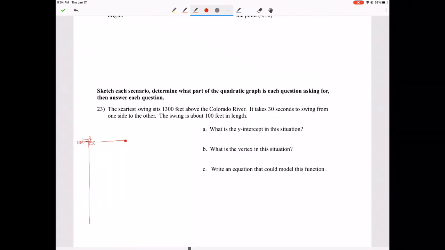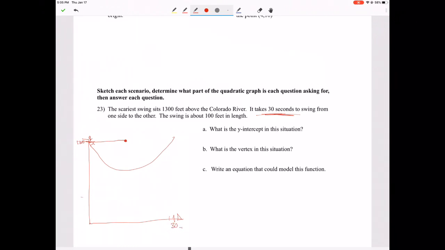The rope is 100 feet long, okay? And, oh, I kind of skipped that. It takes 30 seconds to get to the other side. So here we're doing time. This is not distance. So when I draw this person who's sitting on a swing, who's going to go on this parabola, and it's going to come over here where it's 30 seconds.